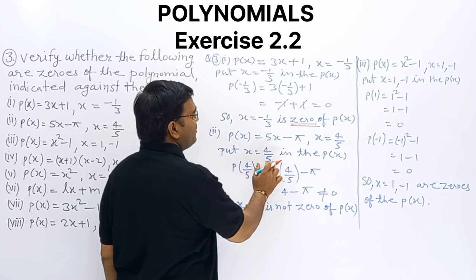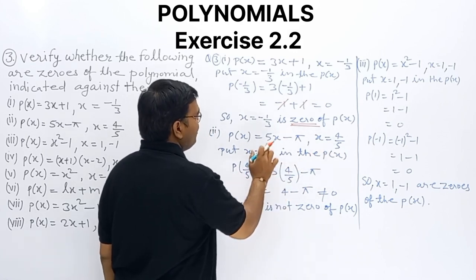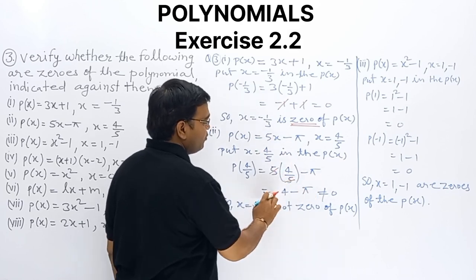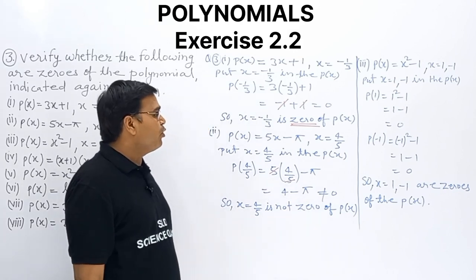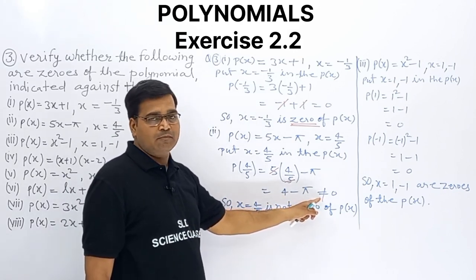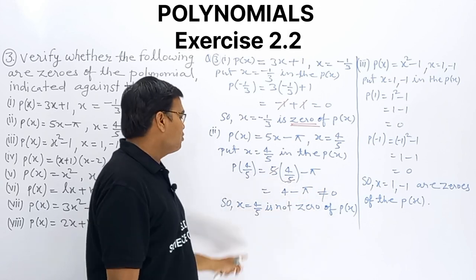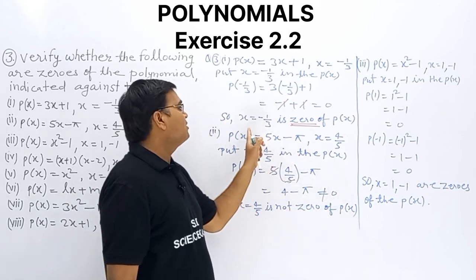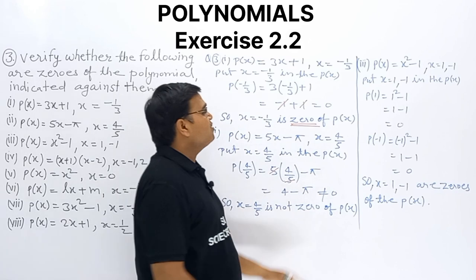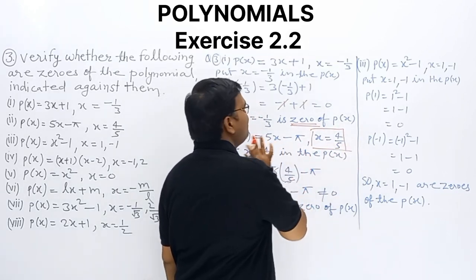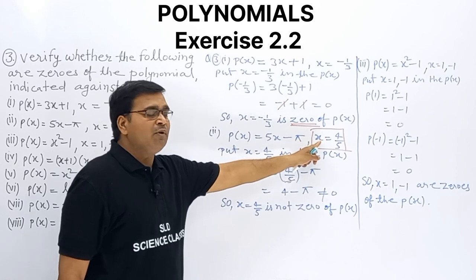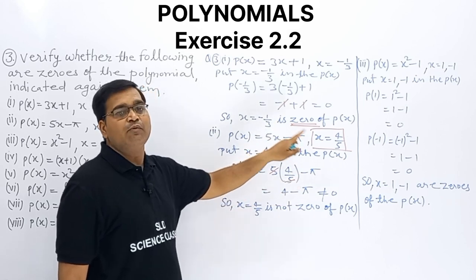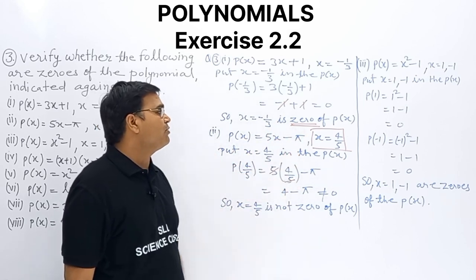Put x equal to 4 upon 5 in p(x). We are putting 5 times 4 upon 5 minus pi. Multiplying both, we get 4 minus pi. Is it equal to 0? No, this is not equal to 0. So we can say x equal to 4 upon 5 is not a zero of p(x). Clear? Once we put the value there and get the result 0, then we can say that it is a zero, otherwise not. So this one is not a zero.